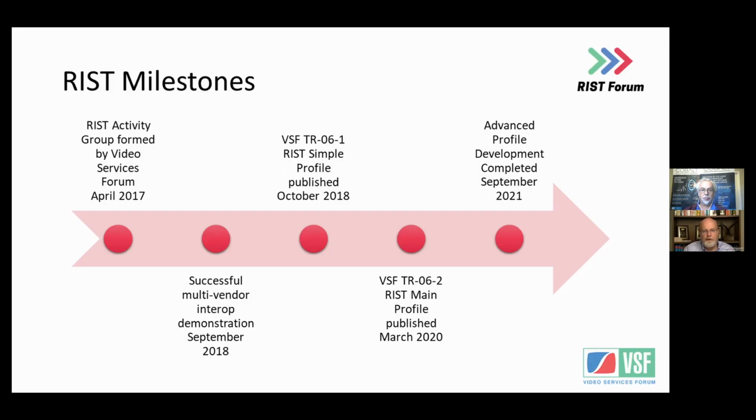So Simple and Main profiles, they've been out for a while. As you can see from this timeline, the RIST activity group has been in existence now for over 4 years, which is a shocking amount of time to me. I can't believe it's been that long. We've done some multi-vendor interops. We published the Simple Profile in October of 2018. We published the Main Profile in March of 2020.